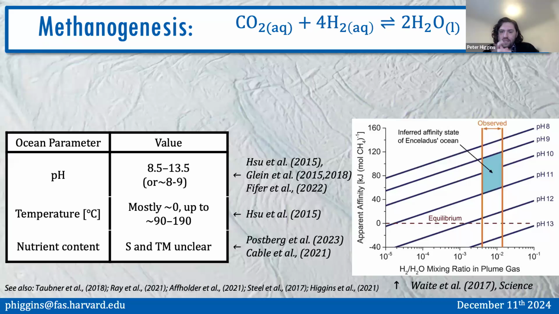And I'm showing here the first estimate from the Waite et al. paper in 2017, which first reported the hydrogen in the plume. But this has since been interpreted in several different ways by the authors below. And regardless, in most cases, this energy does seem to yield bioavailable energy in Enceladus-like conditions.